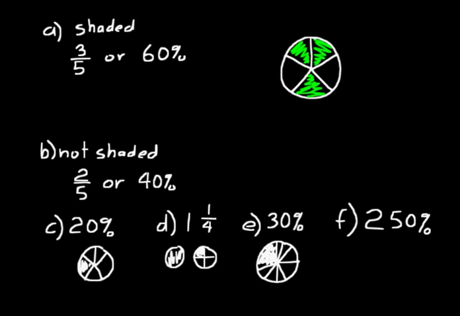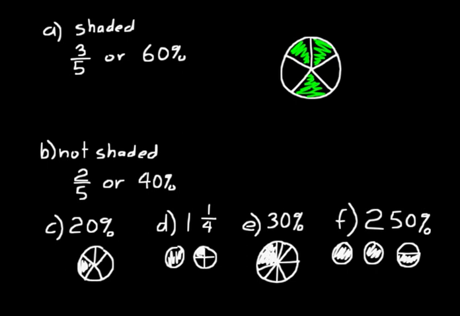Now in F, represent 250%. Well, remember, 100% is a whole thing. So we'd have 100, 200, shade in both of those, and then a third circle that we would split in half and shade half of it in. And that would be the way you'd represent 250% using fraction circles.